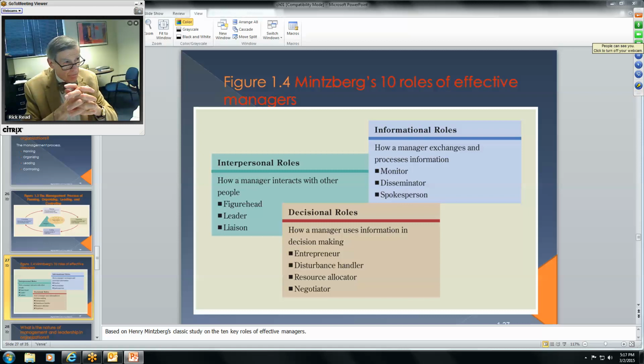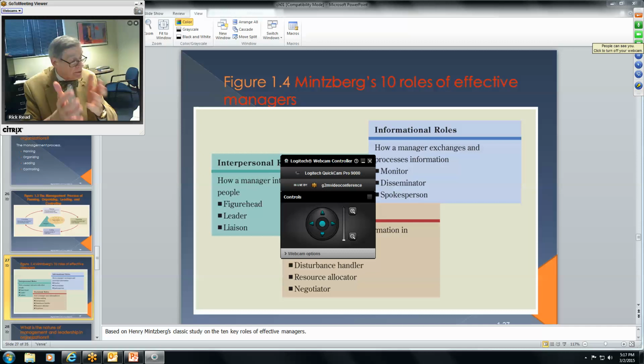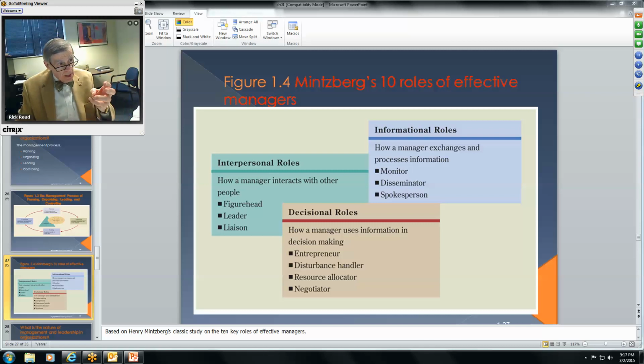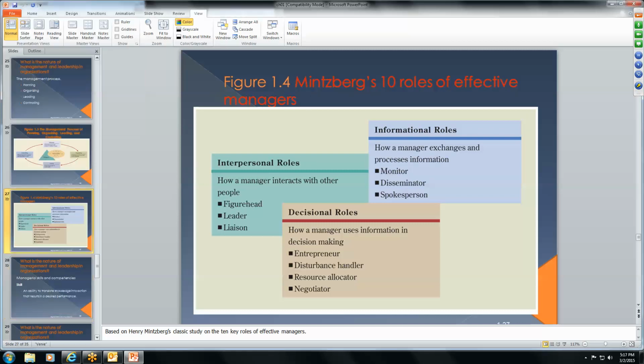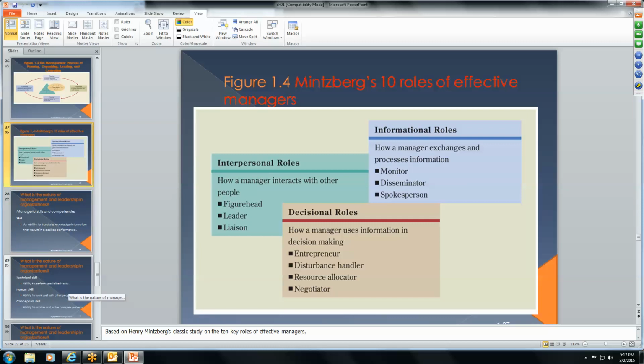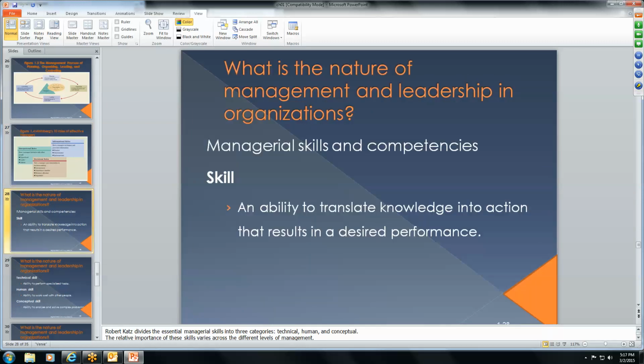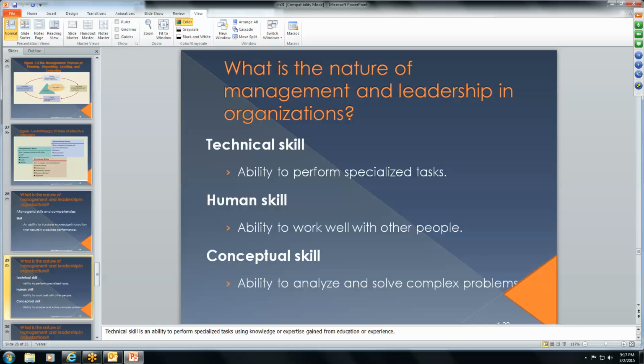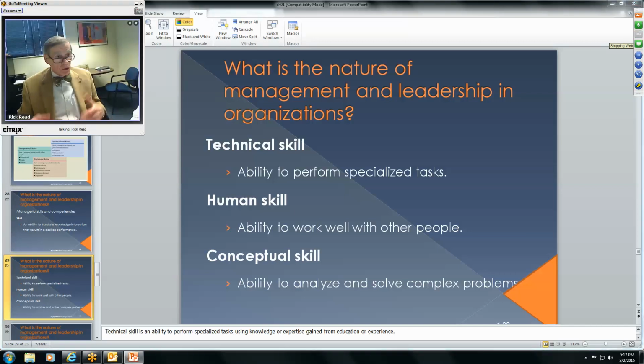Now, we're going to take this a step further. These are roles. Remember, we had functions. Now we have roles, and then we're going to get to an area called managerial skills. And this is something that we all have. A skill is where we have learned something, and then we're able to take that learning and turn it into a productive skill. Technical skills, human skills, and conceptual skills. And managers have to have this.